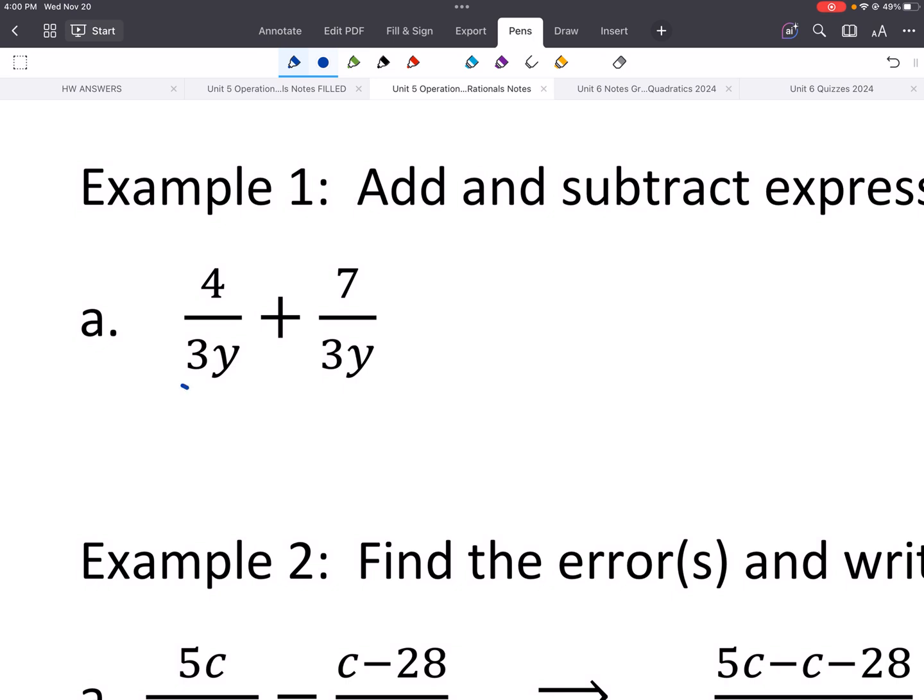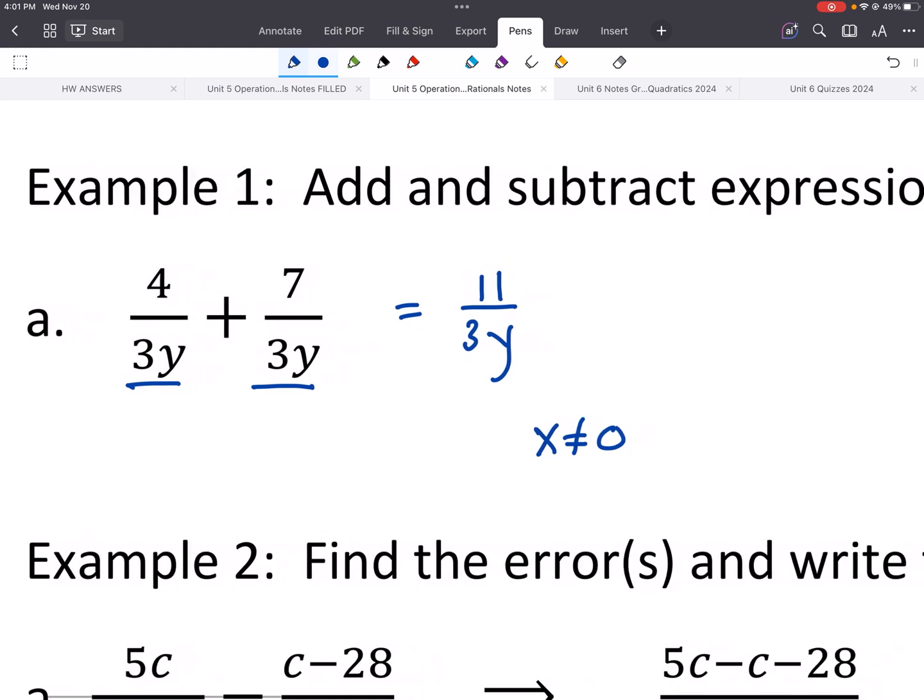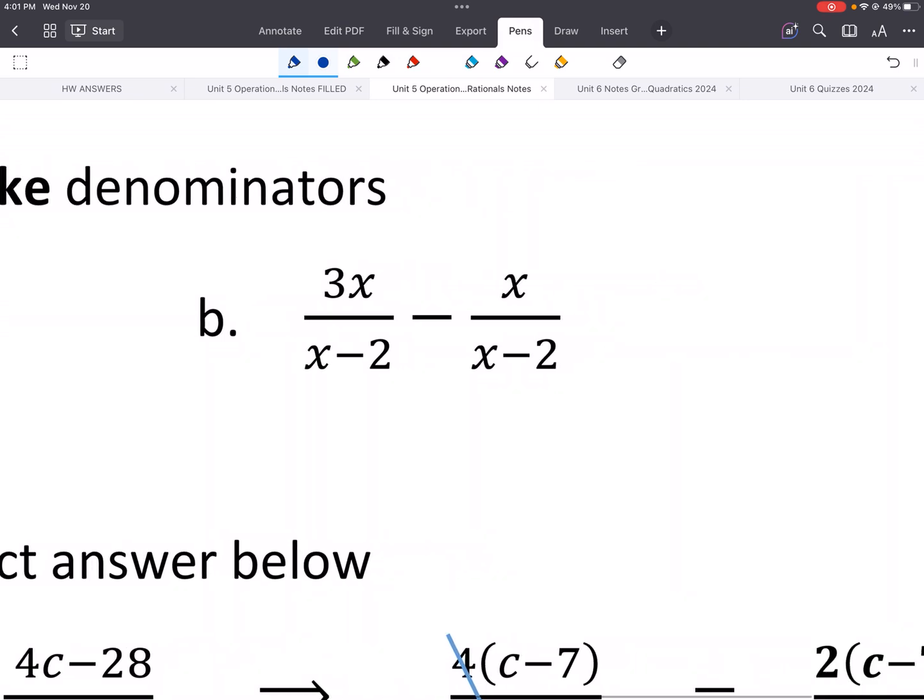So we already have a common denominator, so we will add their numerators. So we'd get 11 over 3y. Again, I want to check and see if there's anything we can cancel or simplify, reduce. This one we can't, so our excluded values would just be 0. Why? Because if we plug 0 in, we would end up getting a 0 in the denominator, because 3 times 0 is 0.